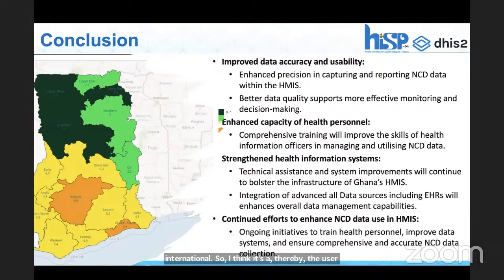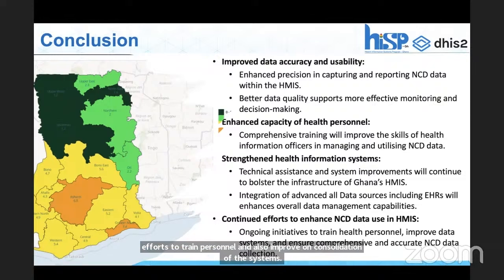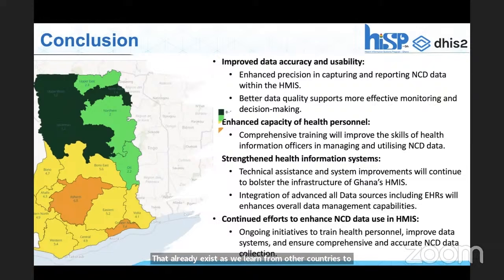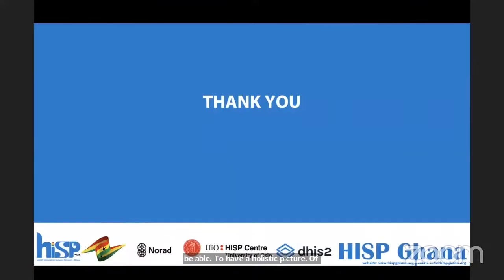And then, of course, we want to continue efforts to train personnel and also improve on consolidation of the systems that already exist, as we learn from other countries, to be able to have a holistic picture of NCDs in Ghana as a whole. Thank you.